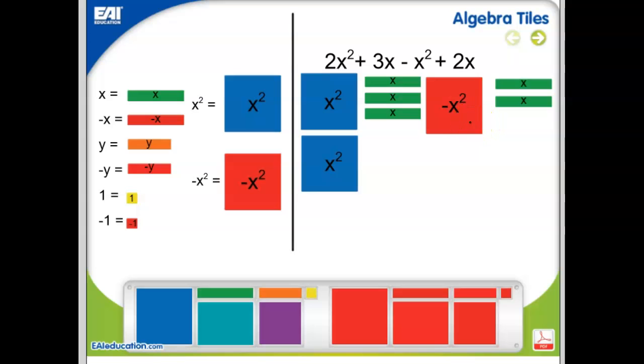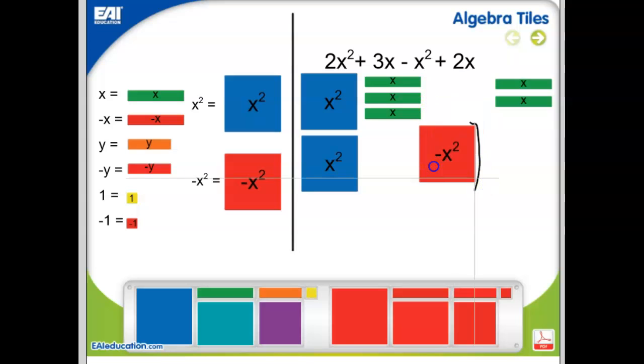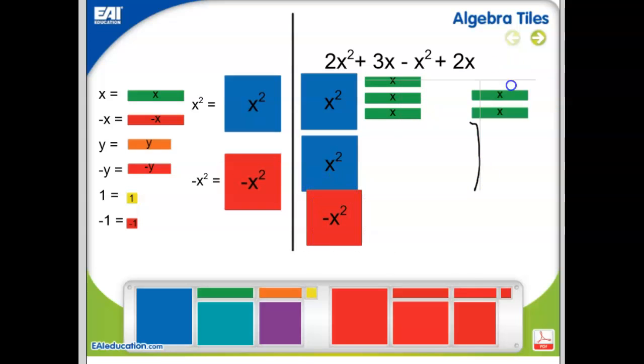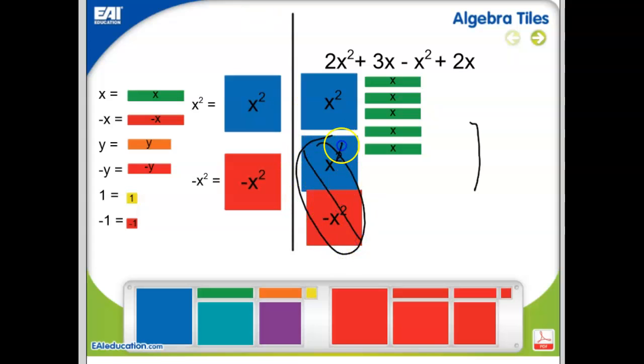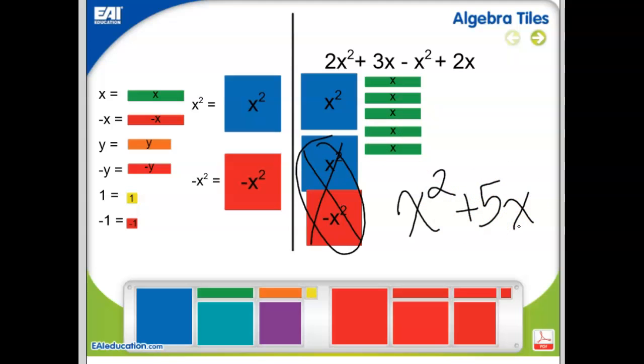I'm going to bring my x squareds together, and I'm going to bring my green x's all together. Well, what do I get when I combine these like terms? These two x squareds, a positive x squared and a negative x squared, will zero out. So I am left with 1x squared, which I could just write as x squared, plus 1, 2, 3, 4, 5, plus 5x's. Now x squared and 5x are unlike terms. I cannot add them together. So this is my simplified answer. I went from having 4 terms to just 2 terms.